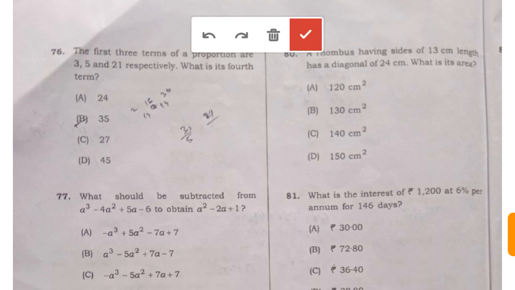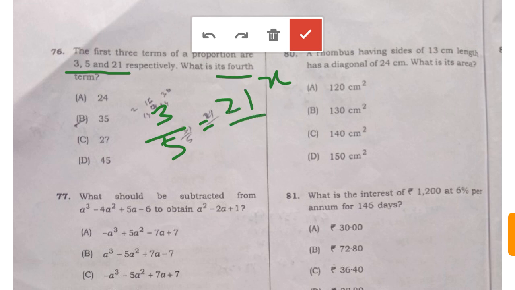Next one, the first three terms of a proportion are 3, 5 and 21 respectively. What is the fourth term? Here three terms are given, 3, 5 and 21. Let the fourth one be x. Then we can write 3 by 5 is equal to 21 by x. According to proportionality, product of means is equal to product of extremes. So we can write it in this way.